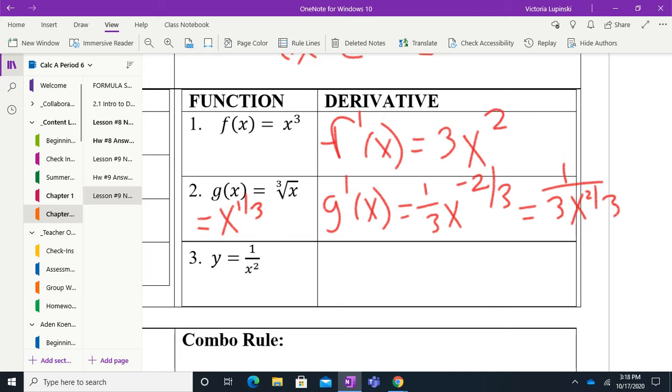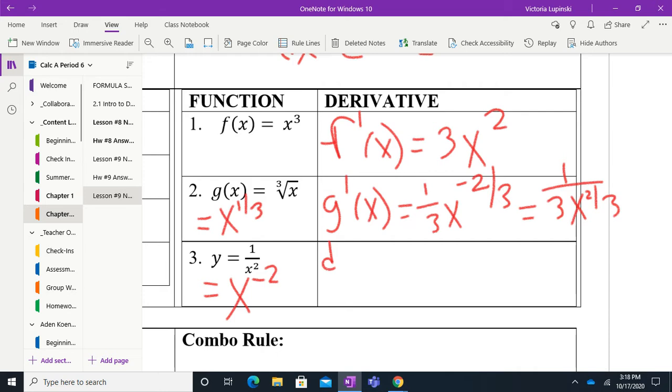Number 3 is kind of similar. So right now, because I have the exponent in the denominator, that's not really the best way of writing this problem. So again, I'm not writing in the derivative box because I haven't actually applied the rule yet. All I'm doing over here on the left side is doing the rewrite step. So I'm going to start by rewriting this as x to the negative 2 power.